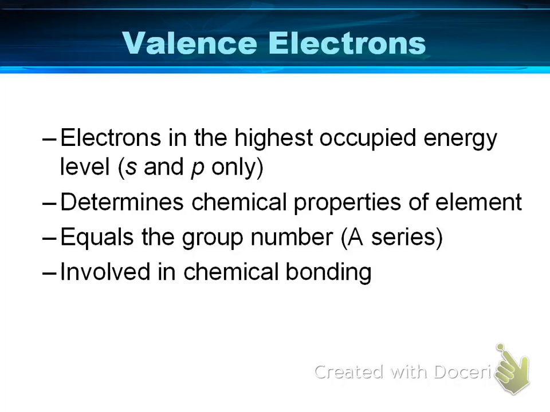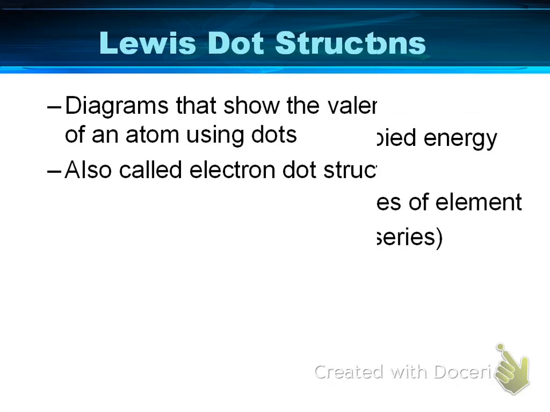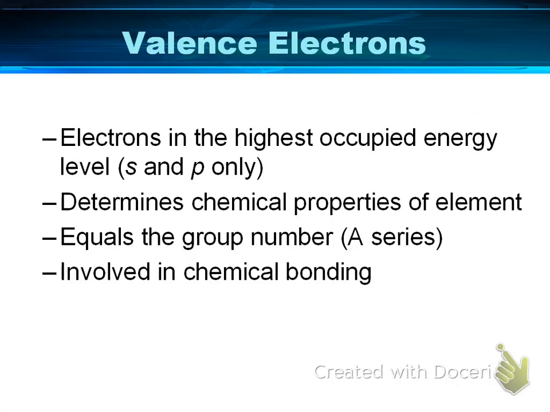I'll give you guys a chance to write these down. So valence electrons are important because we need to know how many electrons are on the outside. Notice this says equals the group number, A series.